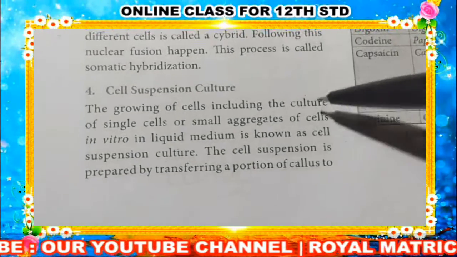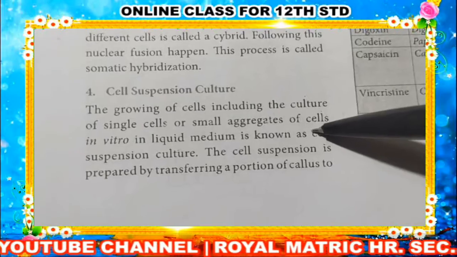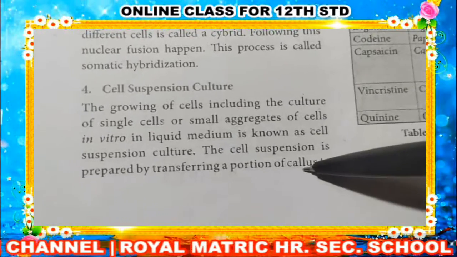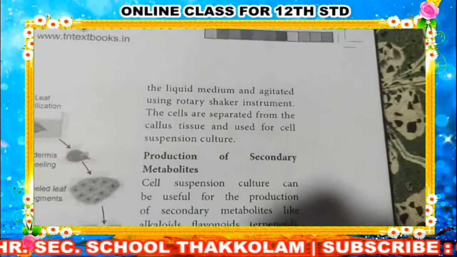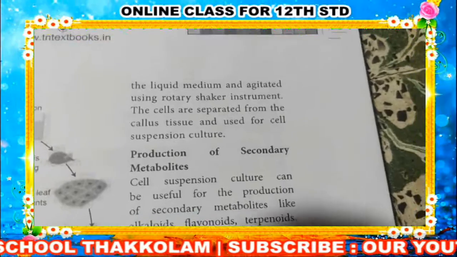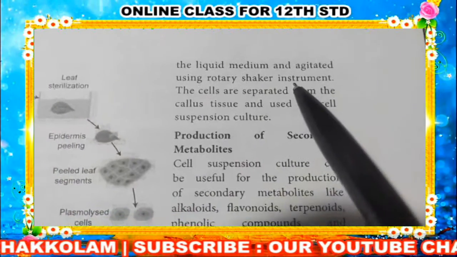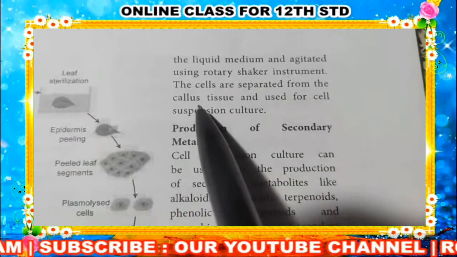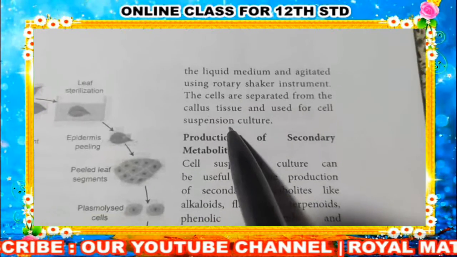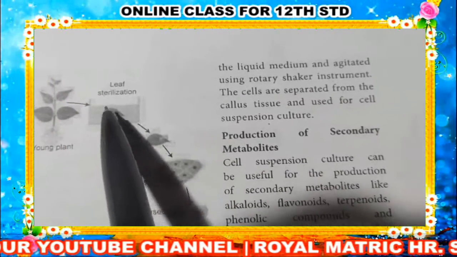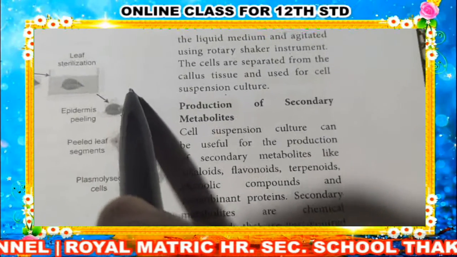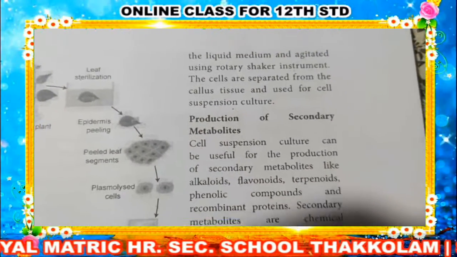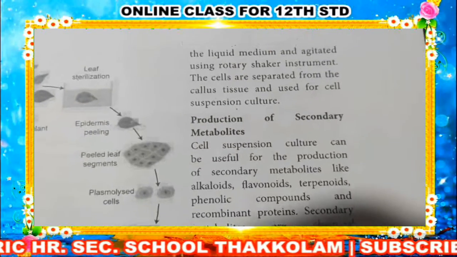The suspension is prepared by transferring a portion of the callus, a part of the plant, to the liquid medium, and it is agitated. Agitated means it is shaken, with a rotatory shaker instrument. The cells are separated from the callus tissue and used for the cell suspension. For example, a part of the leaf is taken, the callus tissue is separated from it, and from the tissue the new cell suspension is formed in the liquid medium.